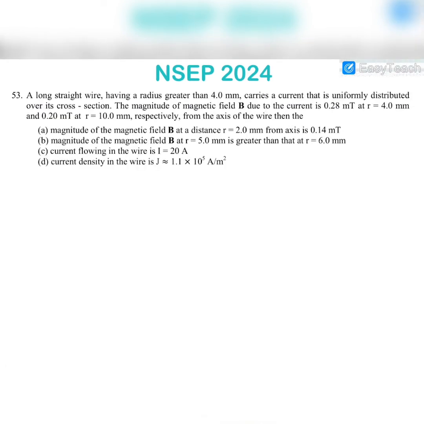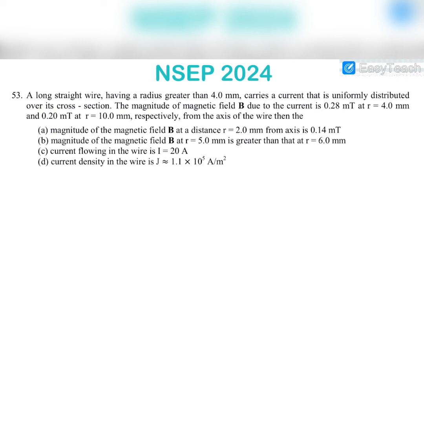In this question, you can see that there is a long straight wire having a radius of cross section that is greater than 4 mm. It carries a current that is uniformly distributed over the cross section, and the magnitude of magnetic field due to this current is 0.28 millitesla at 4 mm distance from the center, and is 0.20 millitesla at R equal to 10 mm from the center.